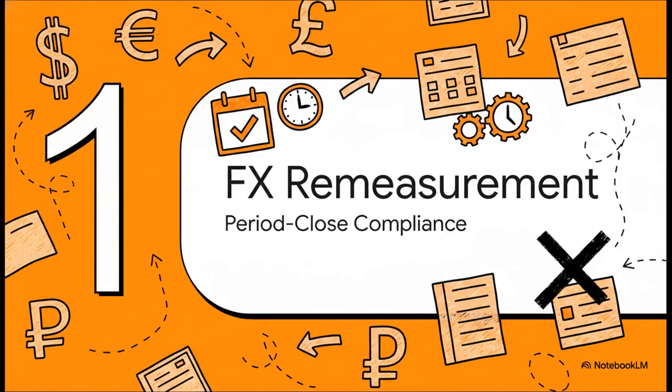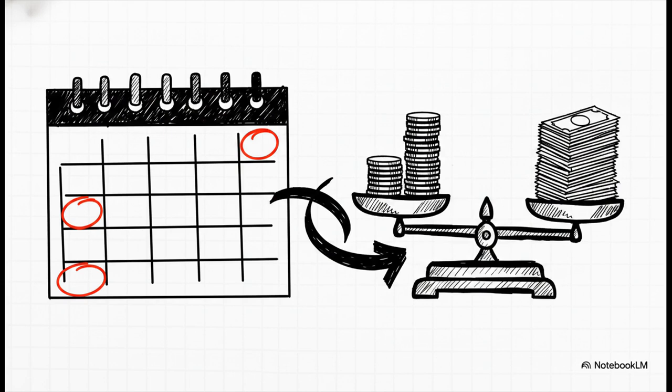All right, Section 1, Foreign Currency Remeasurement, which is absolutely a mandatory period close compliance task. I find that a lot of teams surprisingly miss this one, mainly because it doesn't really feel like a traditional transaction. But here's the absolutely crucial point. If your company holds cash in a foreign currency, whether that's euros, pounds, yen, you name it, you must remeasure it into your functional currency at every single period close.